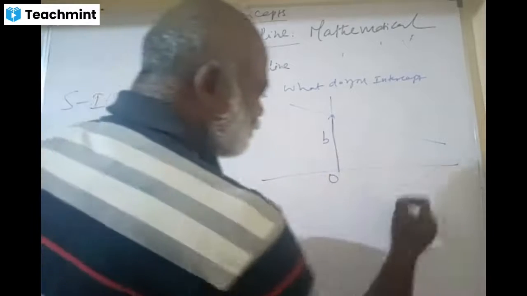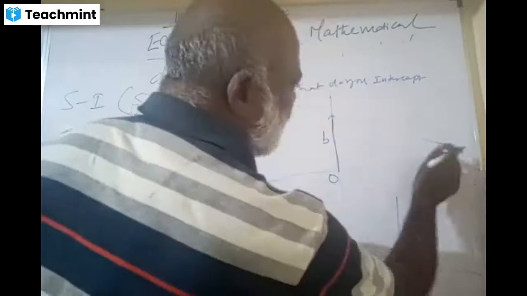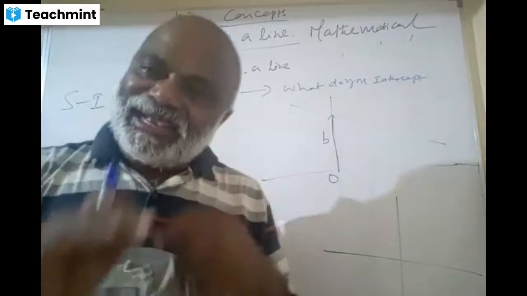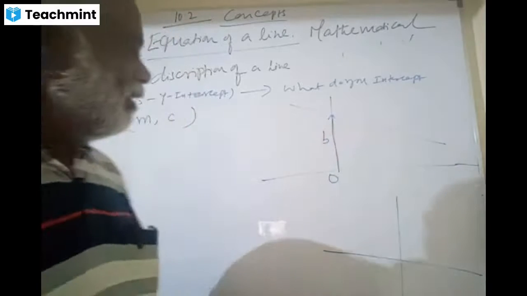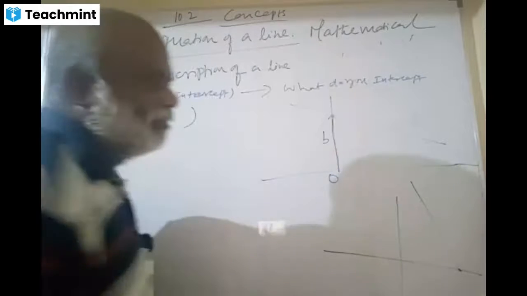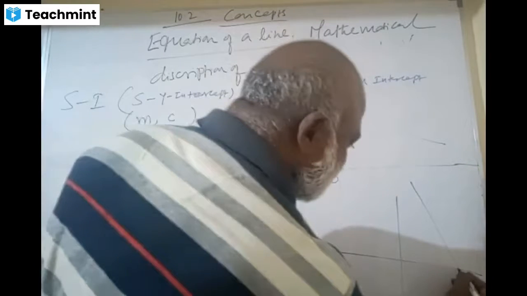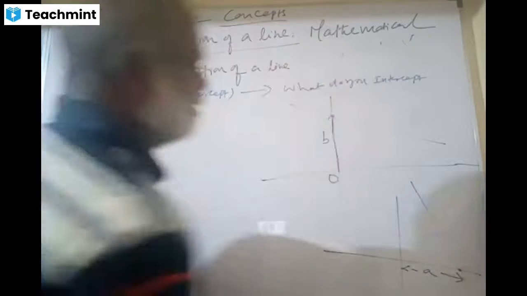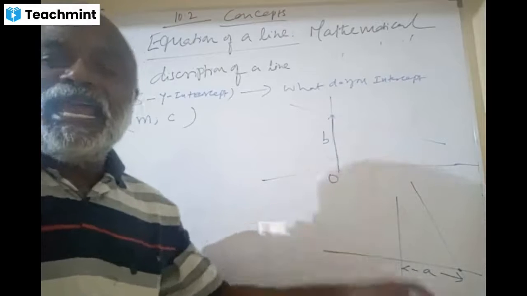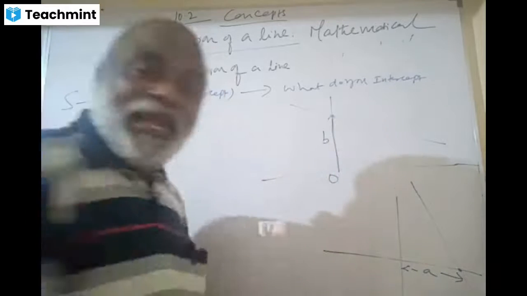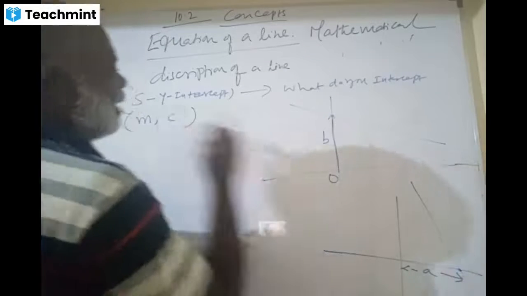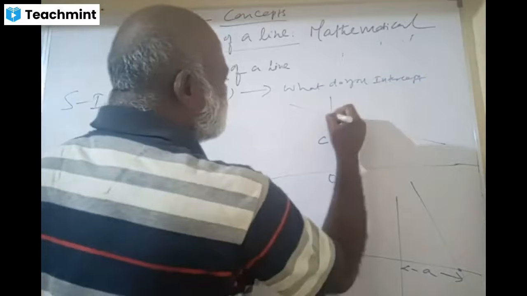In the same way, somewhere it will cut the x-axis also. A line has to cut both the axes. See, I am giving now x-intercept. It is cutting at a distance of A from the origin. So A is called the x-intercept. B is called the y-intercept. But for the time being, we are taking C here. Y-intercept is called C.